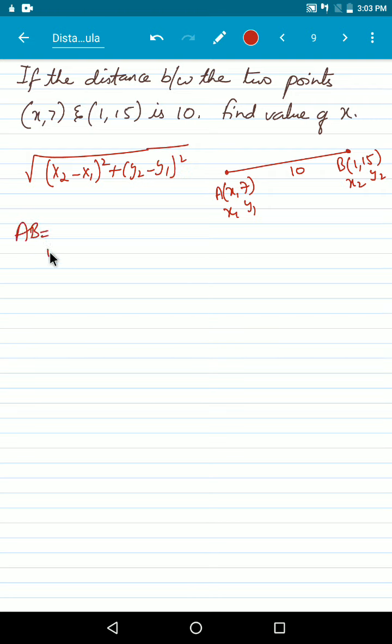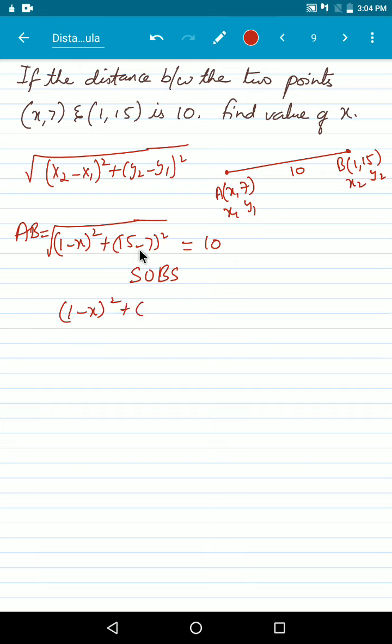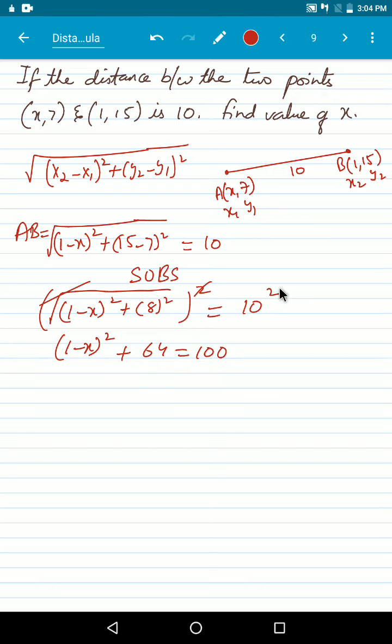Okay, AB is equal to the square root of 1 minus x whole square plus y2 minus y1 whole square, but this is given as 10 units. Now, if you want to get rid of this square root, we need to square on both sides. So 1 minus x whole square plus 15 minus 7, how much? 8. 8 whole square. We square on both sides, and this square and this root will get cancelled. We'll have 1 minus x whole square plus 64. 8 square is 64. 10 square is 100.